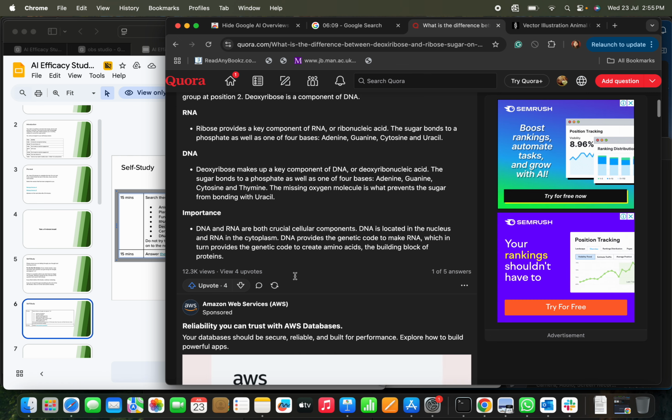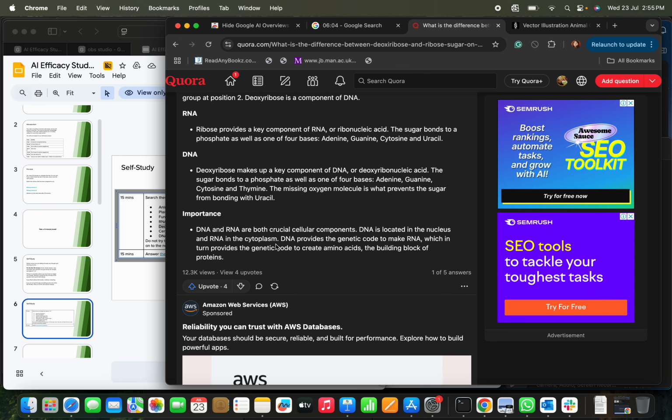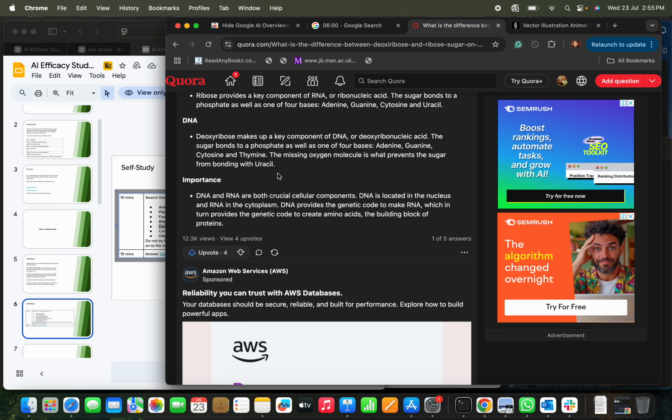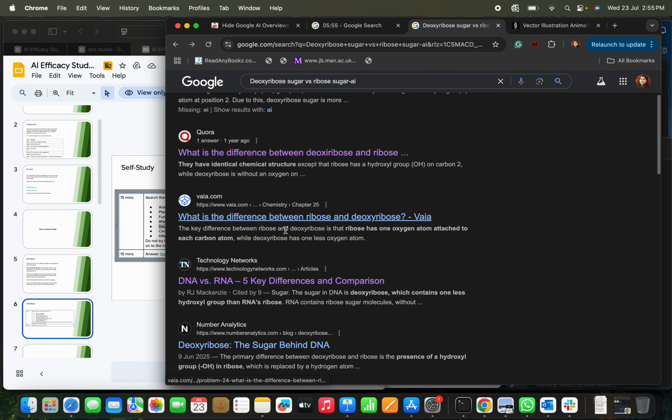DNA and RNA are both crucial. DNA is located in the nucleus and RNA is located in the cytoplasm. DNA provides a genetic code, which in turn provides a code to create amino acids, the building blocks of protein.